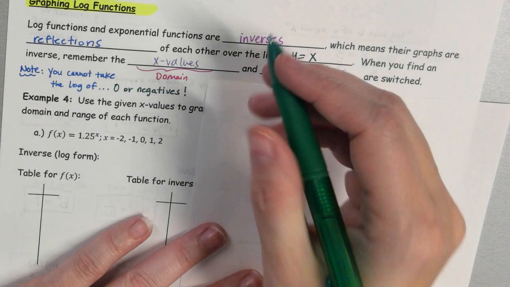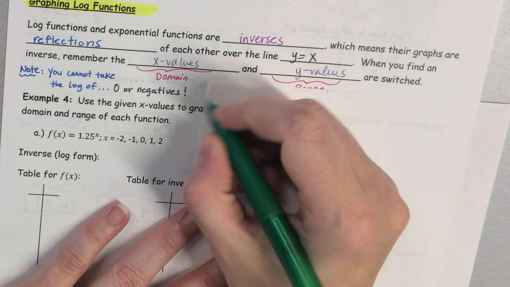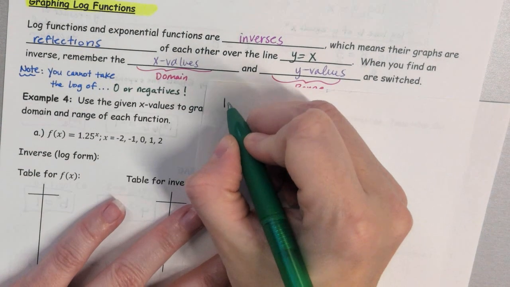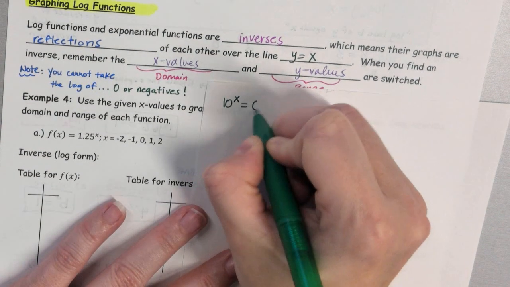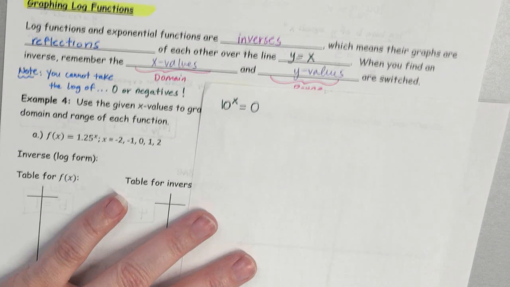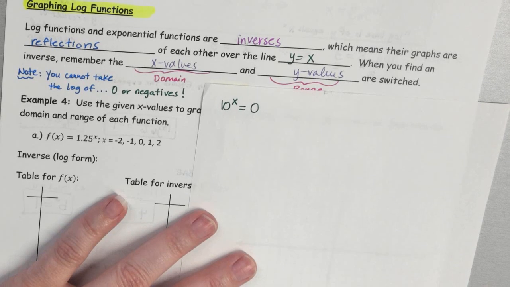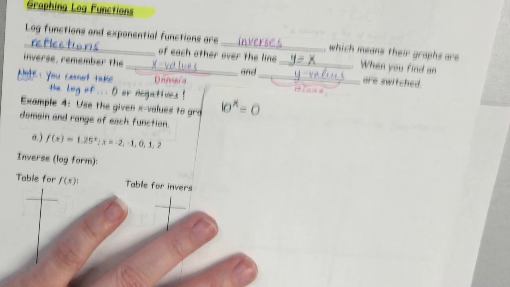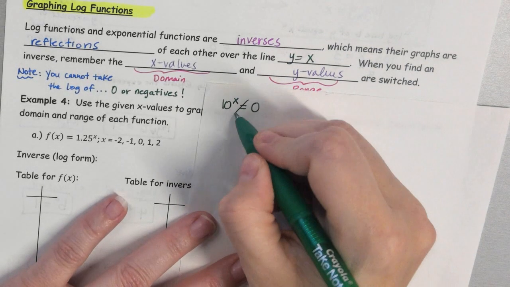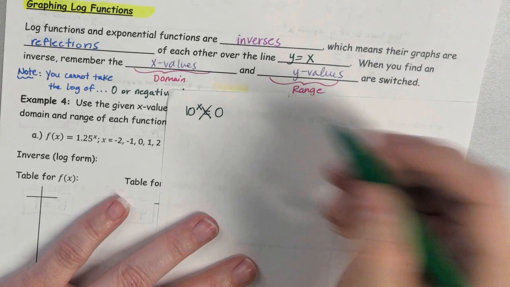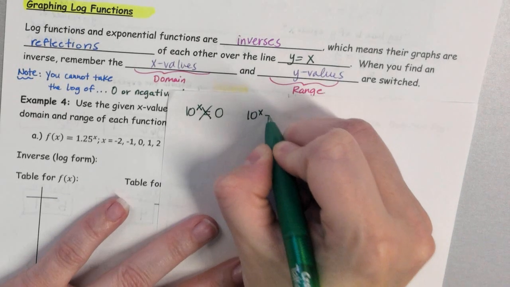Okay, now let's talk about why that happens. I'm just going to use the base of 10. Okay, if I could take the log of 0, that means 10 to some power would equal 0. So what is 10 to the 0? 1. So that wouldn't work. What happens when I plug in negative numbers? I get a fraction. Okay, so there's nothing I can plug in for x that's going to give me 0. Okay, that is unsolvable.